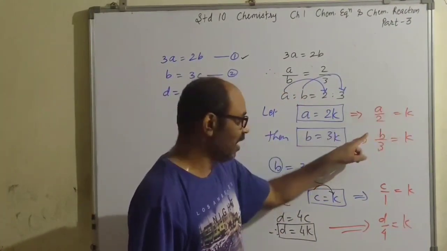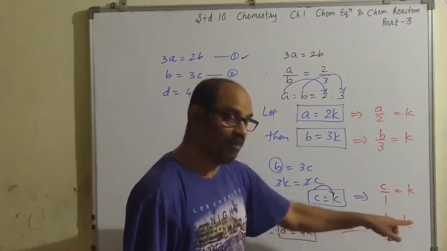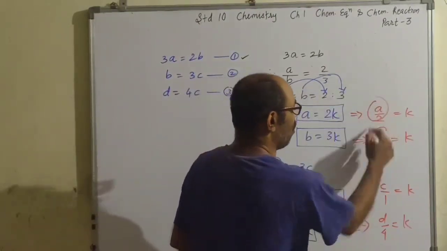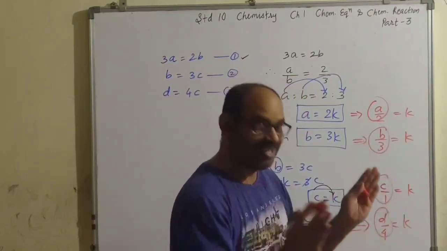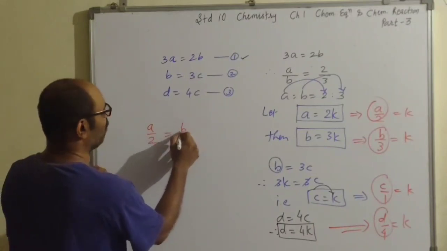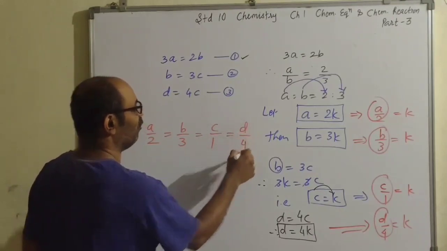A upon 2 is K. B upon 3 is K. C upon 1 is K. D upon 4 is K. All 4 ratios are each equal to K. So transitivity is developed. So you can say A upon 2 is equal to B upon 3 is equal to C upon 1 is equal to D upon 4.